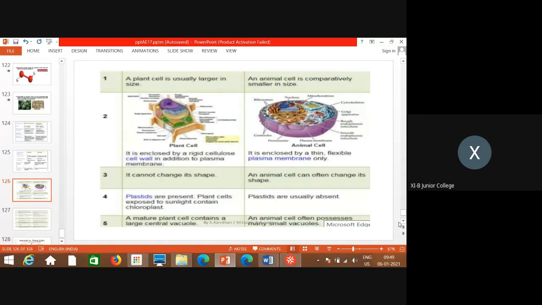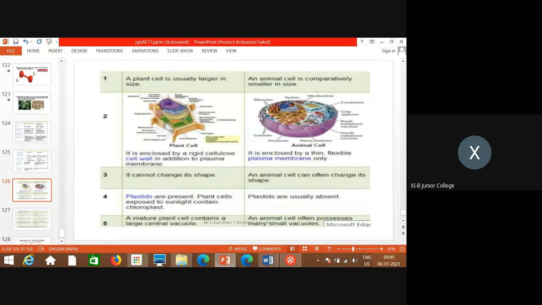Now the last point which we will discuss, which you have already studied in your school, is the plant cell and animal cell. A few basic differences we will discuss between these two. That is, a plant cell is usually larger in size, whereas comparatively an animal cell is smaller in size.